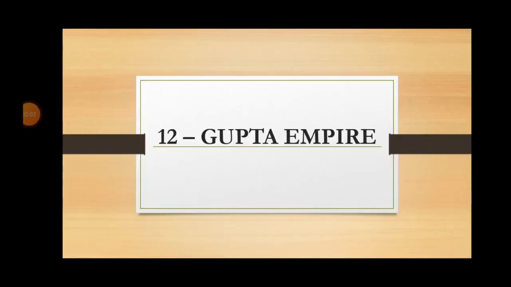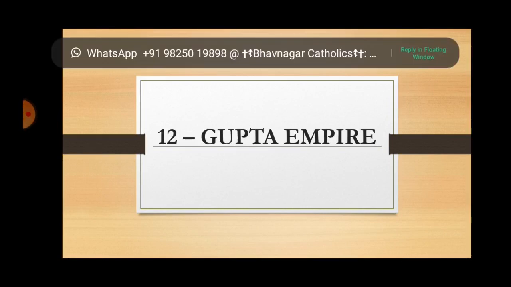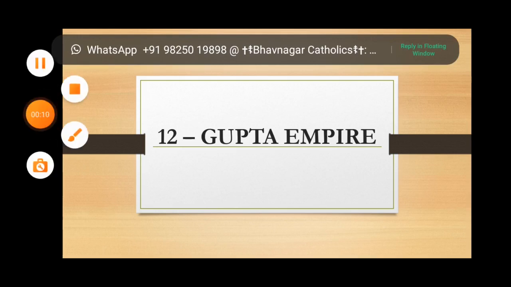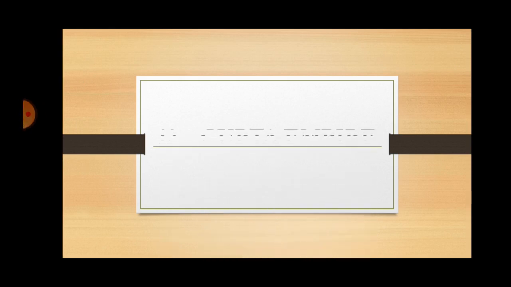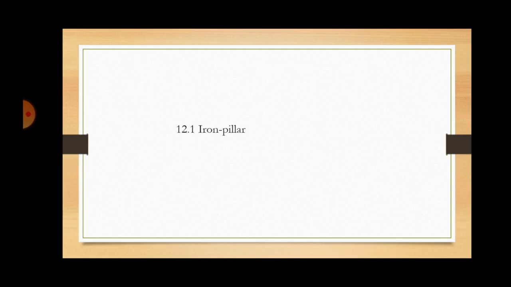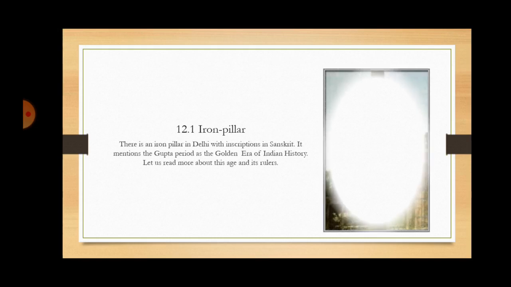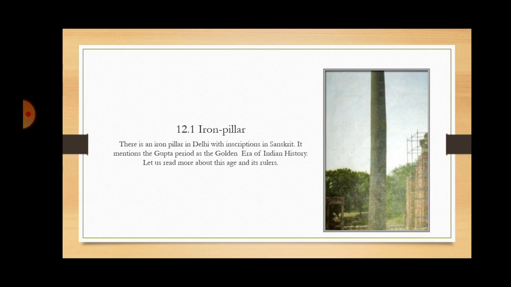My dear students, today in social science session, history, chapter number 12, Gupta Empire, we will study. So, my dear students, let us see page number 86 of your textbook, the iron pillar. The picture is there in your textbook, right?